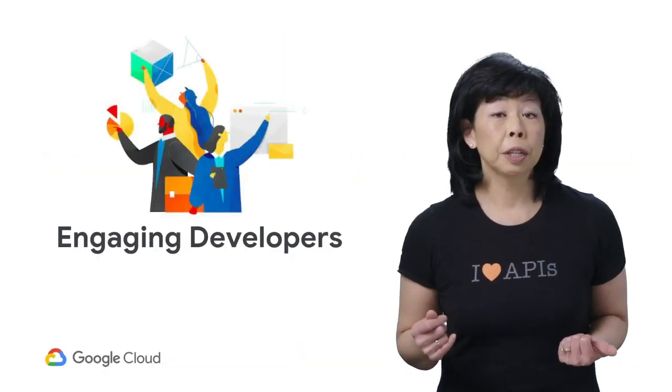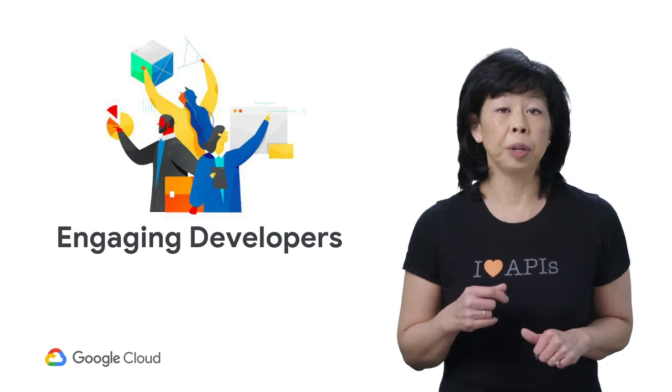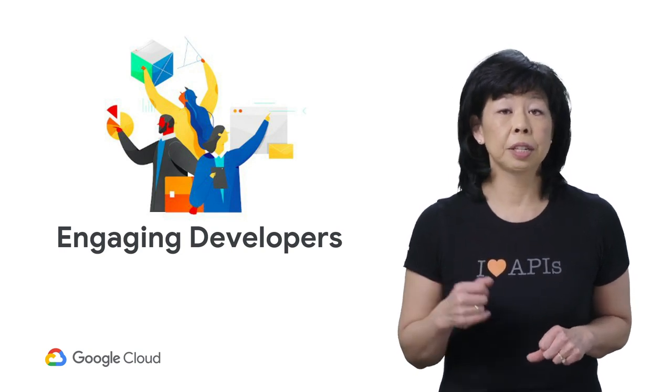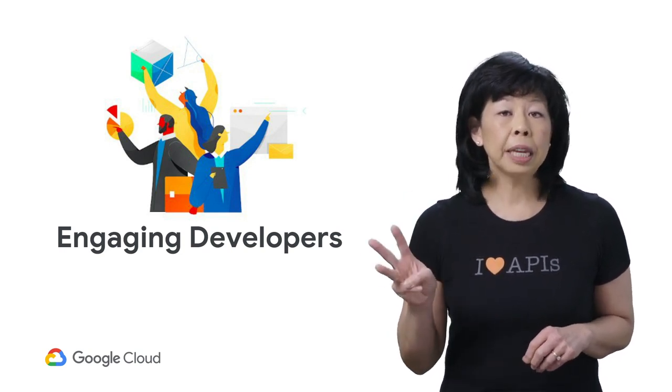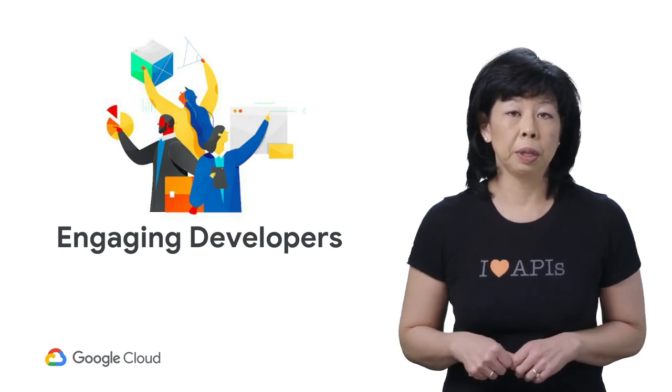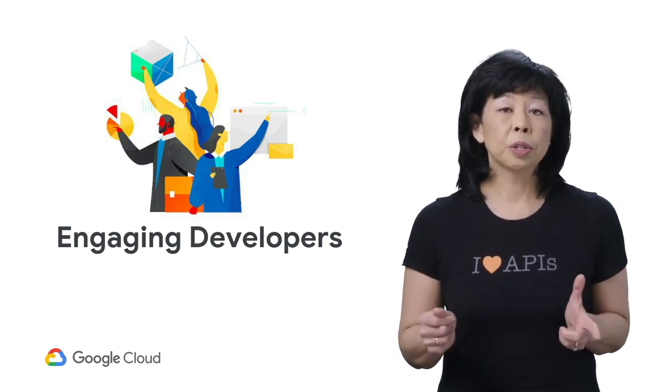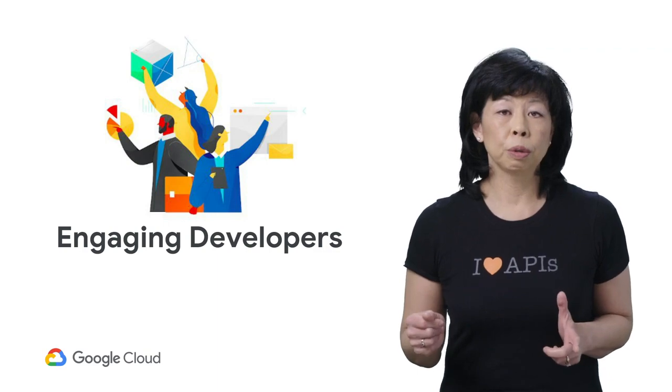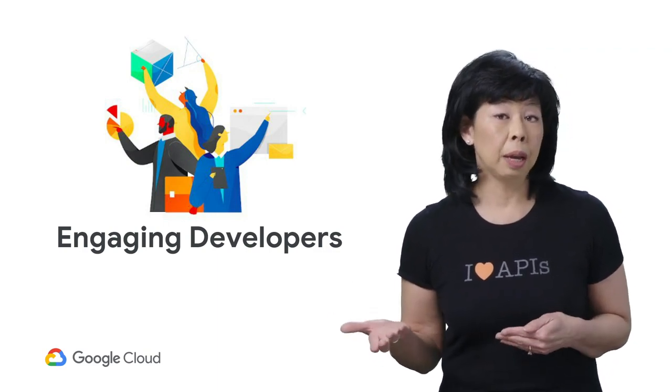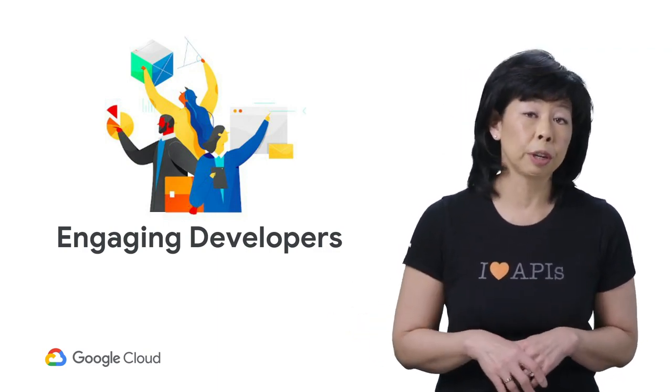So if your target audience for API products is your developer community, you will need to actively engage this community. There are 3 key areas of focus in developer engagement. Number 1, understand the needs of your API consumers. What do they need to discover APIs and understand them in order to get started?